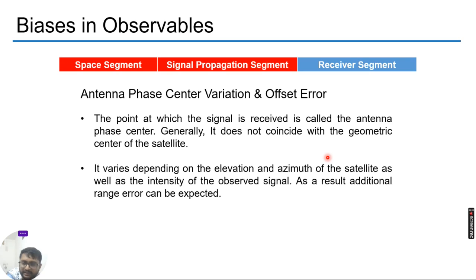Then we have antenna phase center variation and the offset error. This is a technical error which arises because of the design of the antenna. The point at which the signal is received and the point where the center of the antenna is, if both are different, then we will face this kind of error. Generally it does not coincide with the geometric range of the satellite, so it varies depending on the elevation and azimuth angle of the satellite, as well as the intensity of the observed signal. As a result, an additional range error can be expected.